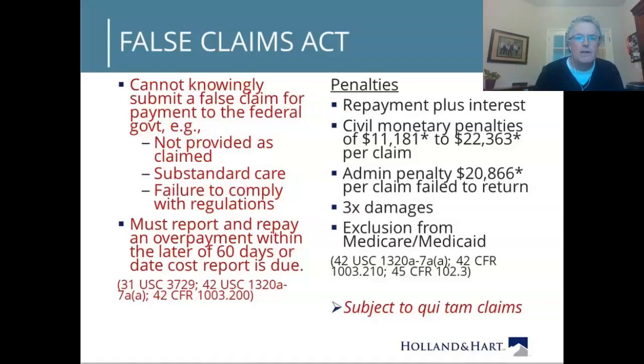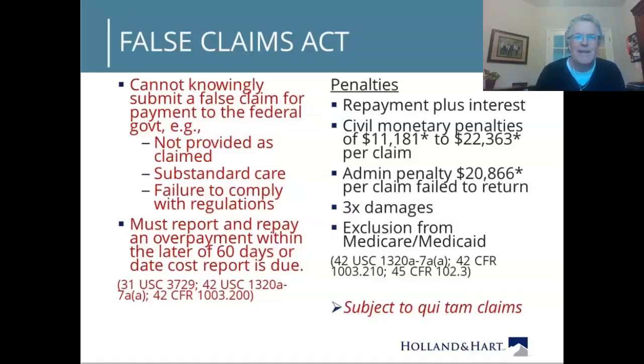We'll talk more about that a little bit later. So what are the penalties if you violate the False Claims Act? Well, at the very least, you will owe a repayment plus interest. You can also get hit with civil monetary penalties of at least $11,000 to approximately $22,000 per claim. Now, that's adjusted on an annual basis.